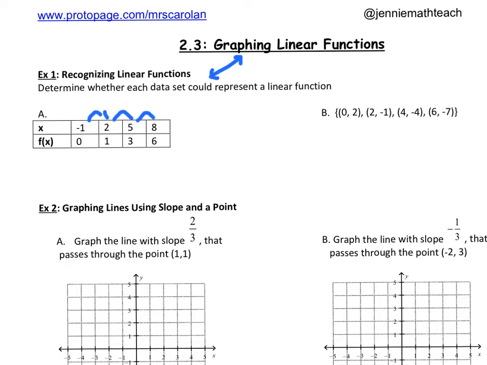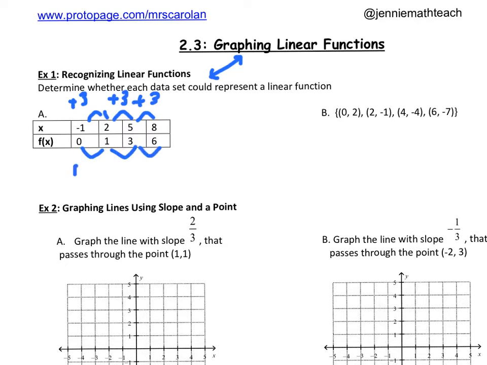From -1 to 2, that's forward 3. From 2 to 5, that's forward 3. And from 5 to 8, that's forward 3. The changes in the x are all the same. Now we need to see if the changes in the y's are all the same.